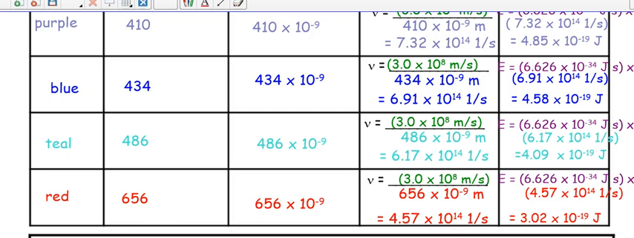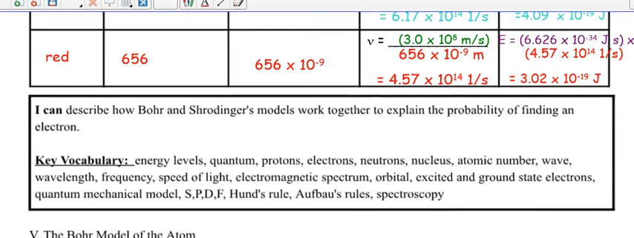And now E equals h nu. Our h is always the same number. Now I'm going to plug in my nu, and I get 3.02 times 10 to the negative 19th. Okie dokies. So why do we care about this? Why are these calculations important? Well, I'm going to tell you. All right, so what just happened?